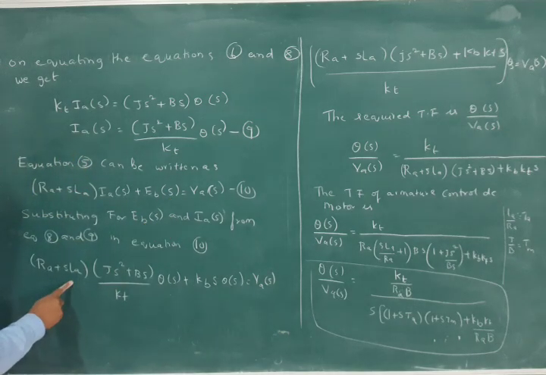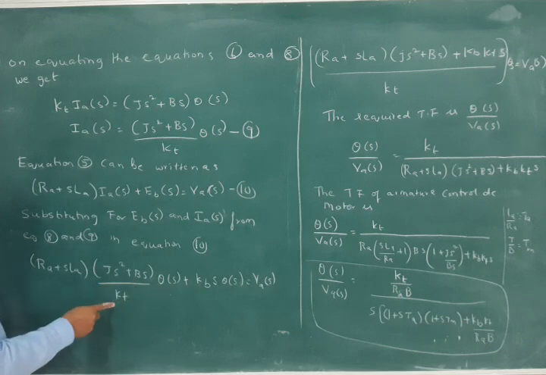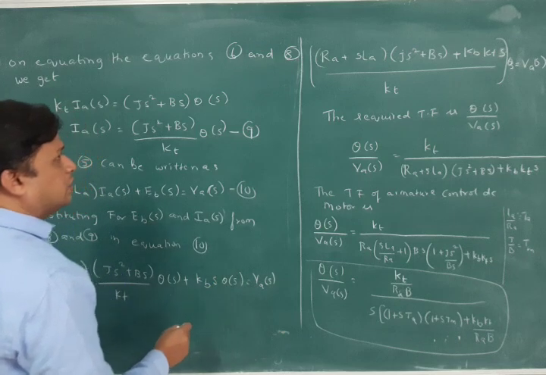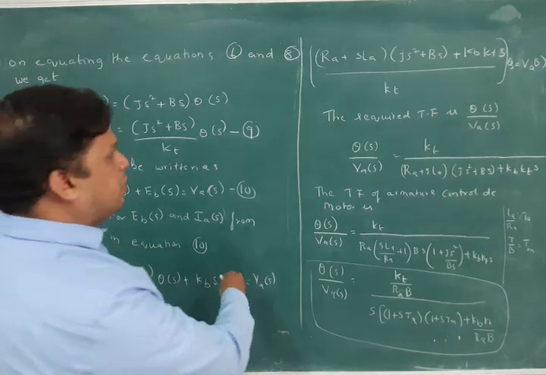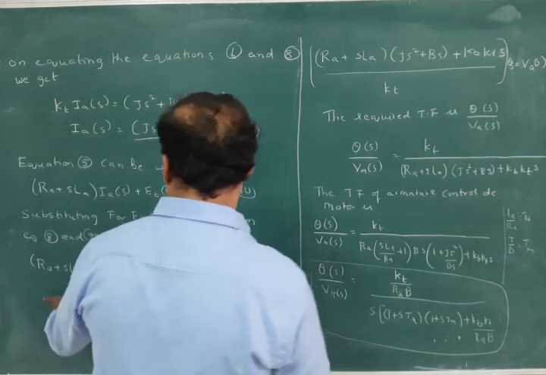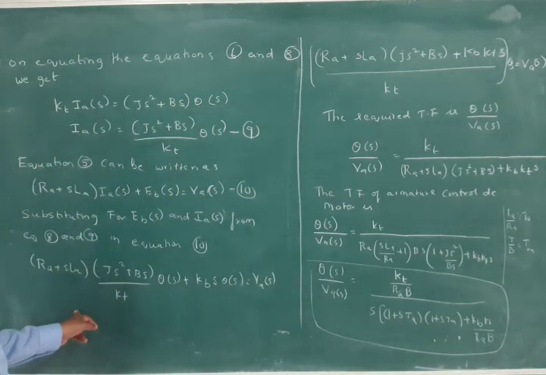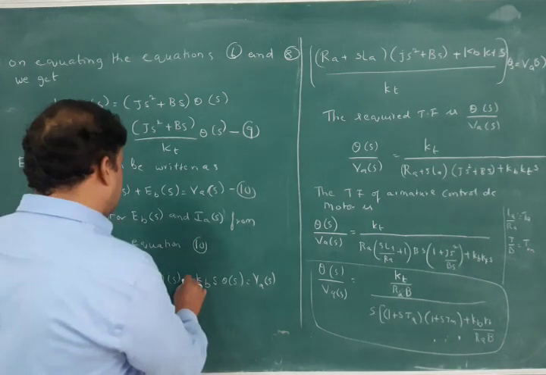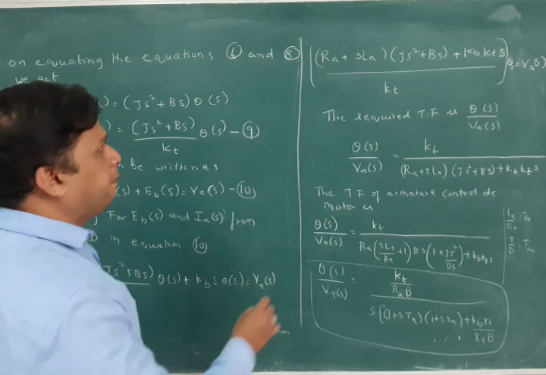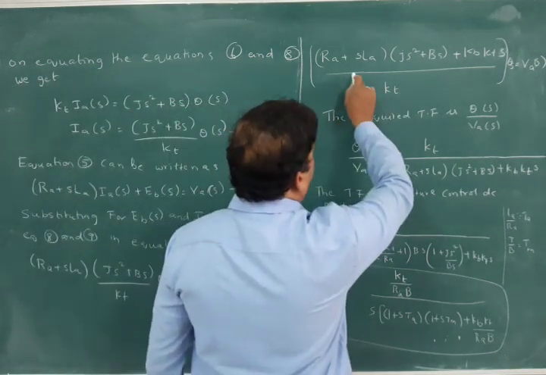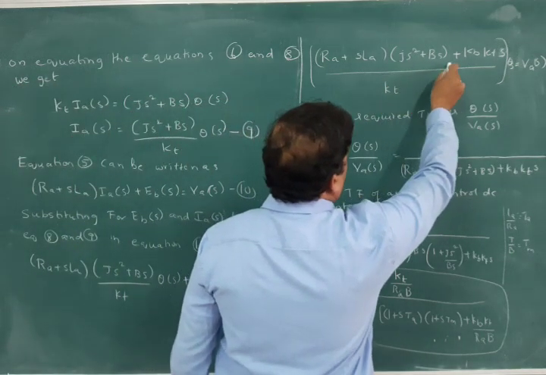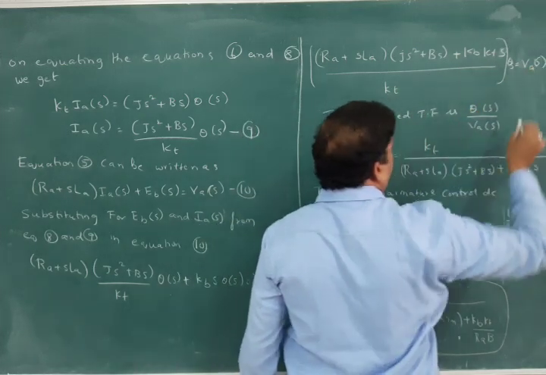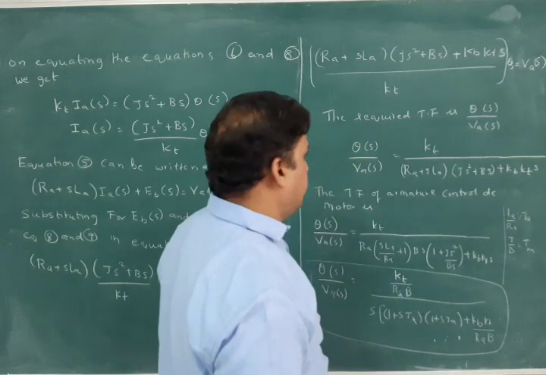Okay, (Ra plus sLa) into (Js square plus Bs) by Kt into theta of s plus Kb into s theta of s is equals to Va of s. The equation is not complete yet here. If we make this equation complete, then what we have here is plus, and here also we are multiplying, and therefore we get the equation (Ra plus sLa) into (Js square plus Bs) plus Kb Kt into s, divided by Kt, theta of s is equals to Va of s. What is Va of s? It is the armature voltage.